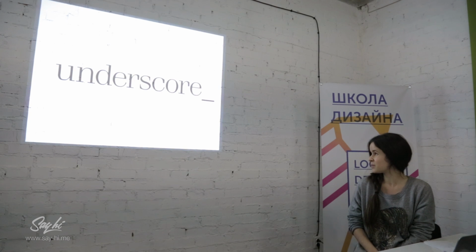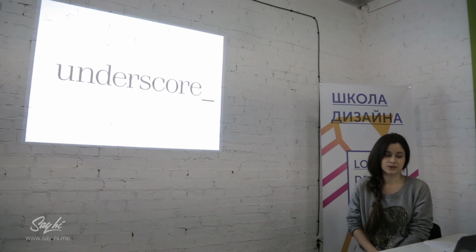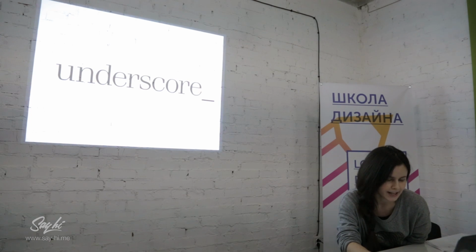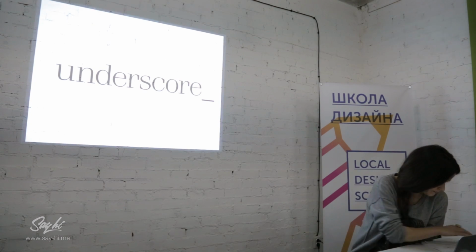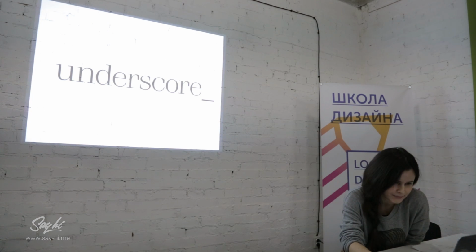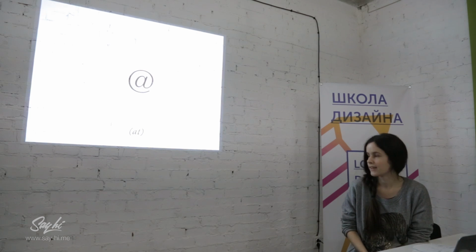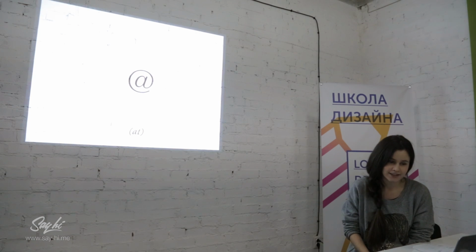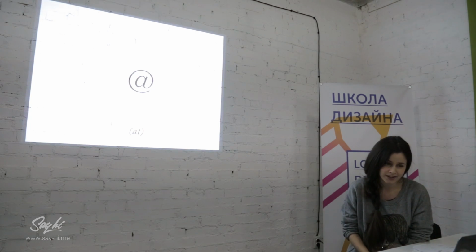This underscore thing that looks like a dash, but it's on the baseline, is called an underscore. So for instance, my underscore name at gmail.com. At. The most important thing about this is that it's not a sabachka. It's not a funny A, it's not a sabachka, it's not a kotik, it's at.